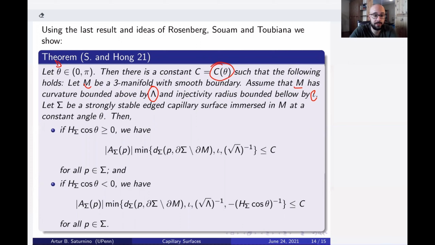And now we assume that sigma is a strongly stable, edged capillary surface immersed in M at a constant angle theta. Edged here means that sigma might have an interior boundary, so it might have a boundary which is in the interior of M, and we assume that this boundary is fixed under our variations. Again, see the paper for a more precise definition.